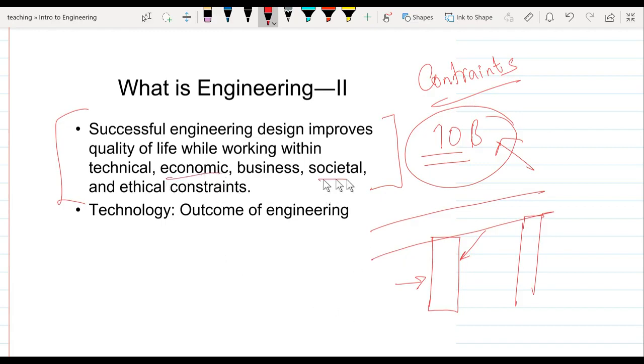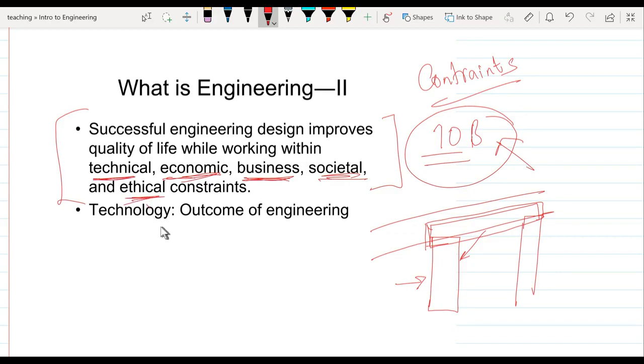Therefore, we always work within constraints, both economic, because they are going to cost money, and societal, we want to make sure that people, as they cross this bridge, are not going to collapse with their vehicles, etc. Business-wise, it doesn't make business sense to make that product. Is it going to allow even the people who are making it to make profits or make their business viable? So we always follow the technical, economic, societal, and ethical constraints that we are going to be learning about as we learn engineering.